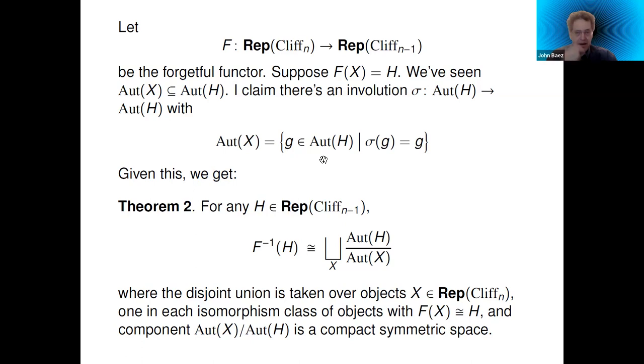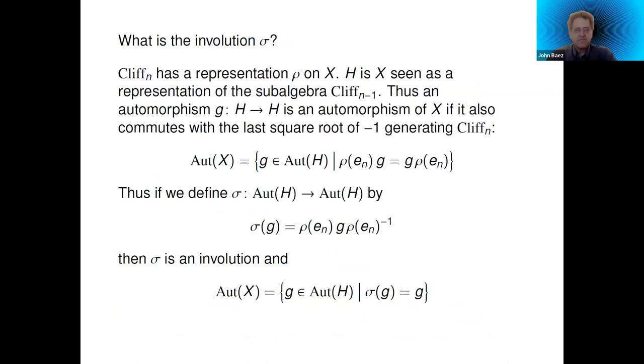But for some reason or other, I wanted to think about it in terms of an involution of a group, which is a different way to think about what's going on. So it took me a little while to translate what we were just saying into the language of that language. So here's how that works. Cliff N has a representation on some vector space X. And then it has this underlying representation of Cliff N minus one. I'm going to call that H. That's the underlying representation.